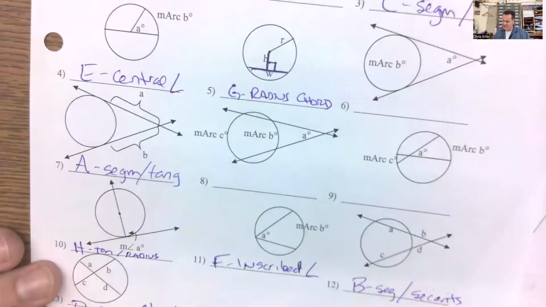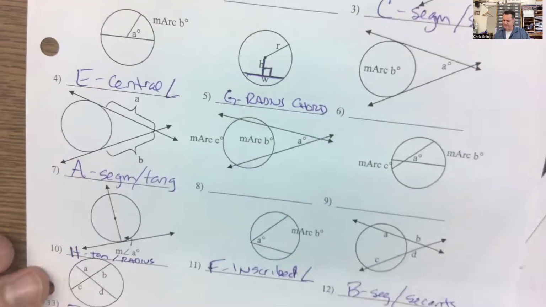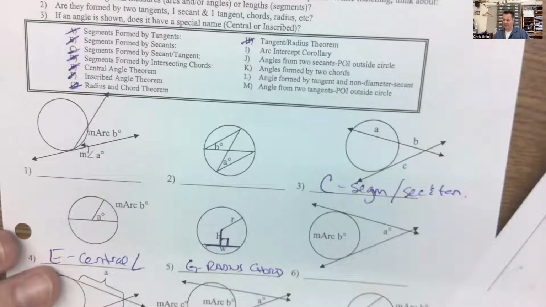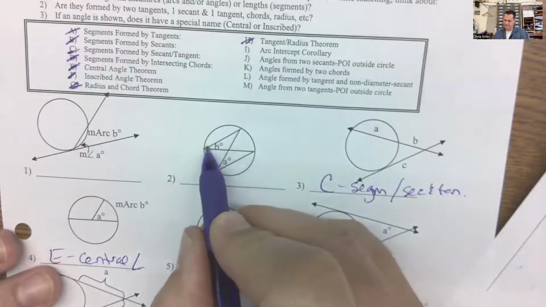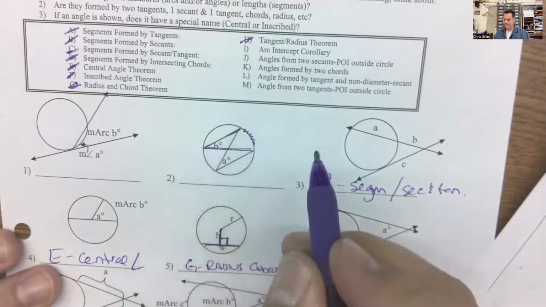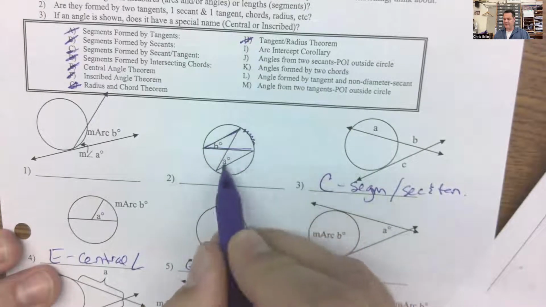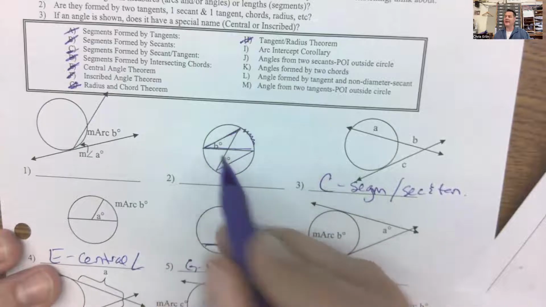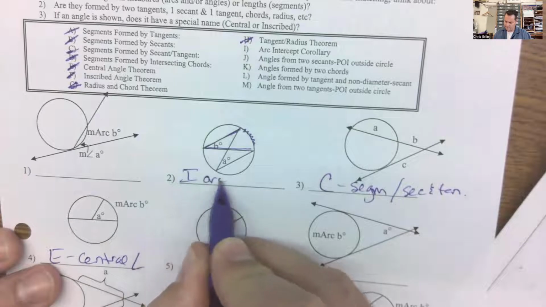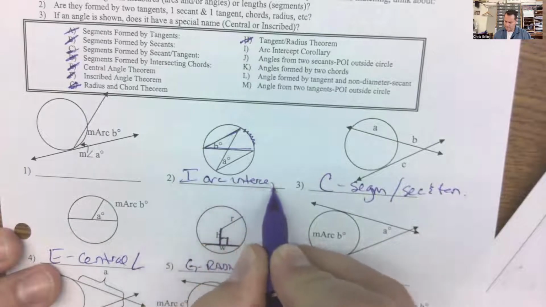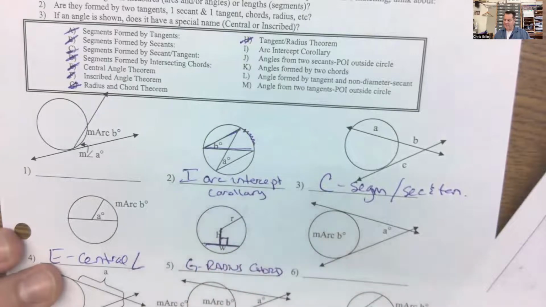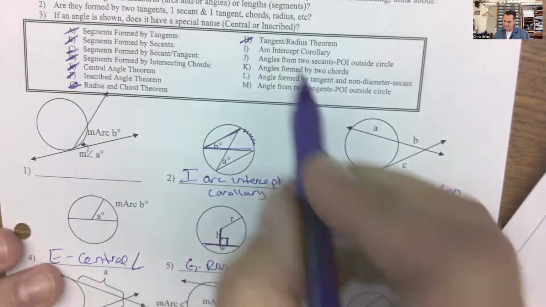I is the Arc Intercept Corollary. Remember that one? That was an extension of the Inscribed Angles. If angle B is inscribed to this arc, and angle A is also inscribed to the same arc, then what's true about B and A? The Arc Intercept Corollary is number 2.